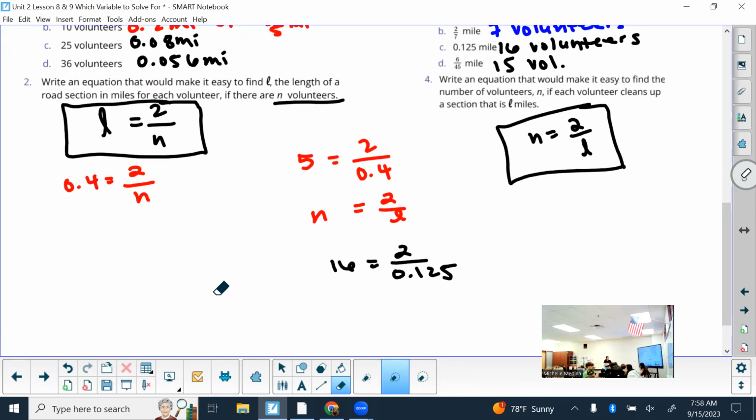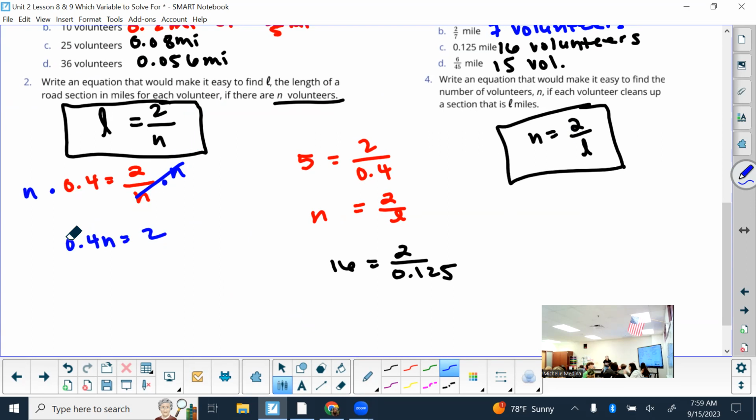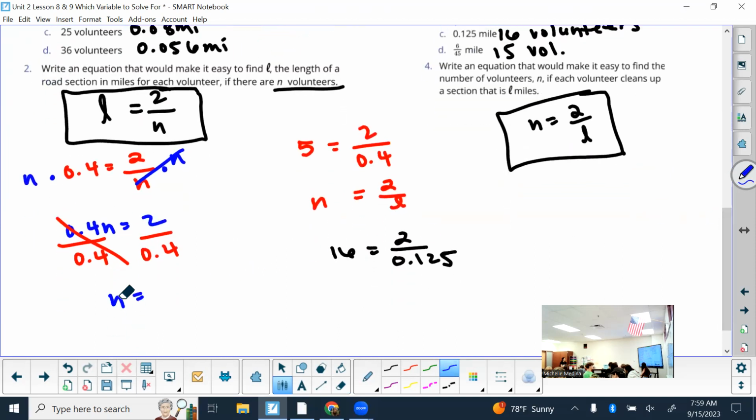Because I first have to now break up this fraction. The only way to break up a fraction is to times it by its denominator. So I'm going to times each side by n. On the left side, I have 0.4n. On the right side, I have 2. I want to get the n alone. What's opposite of multiplying by 0.4? Dividing by 0.4. And whatever you do on one side of the equal sign, you do to the other side. And then I put that in my calculator, 2 divided by 0.4, and that gives me 5 volunteers.